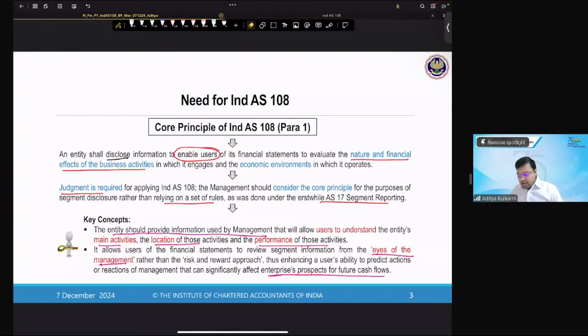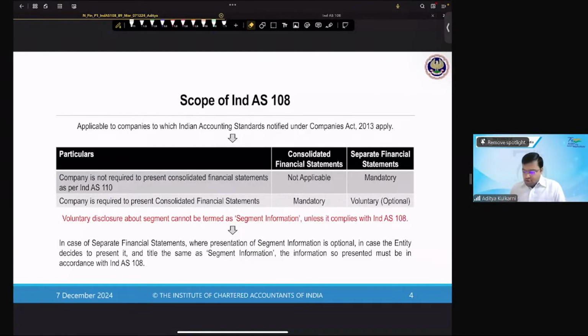So now coming to the next one, scope of Ind AS 108. It is applicable to companies to which Ind AS applies, obviously. If the company is not required to present consolidated financial statements, then it is mandatory to present in your separate financial statements. Consolidated, obviously, it is not applicable. Okay. But if you are required to present consolidated financial statements, then it is mandatory that we present this information in the consolidated financial statements.